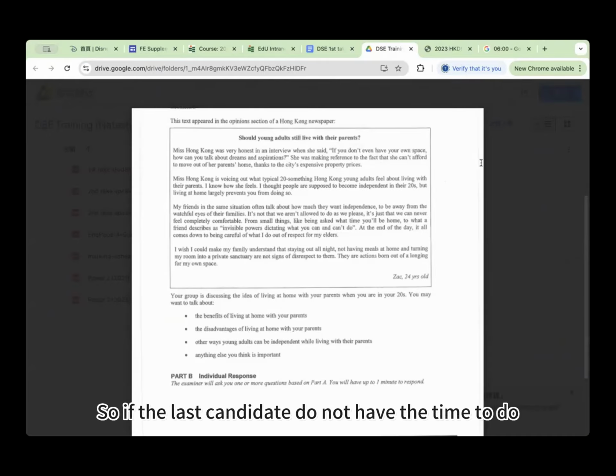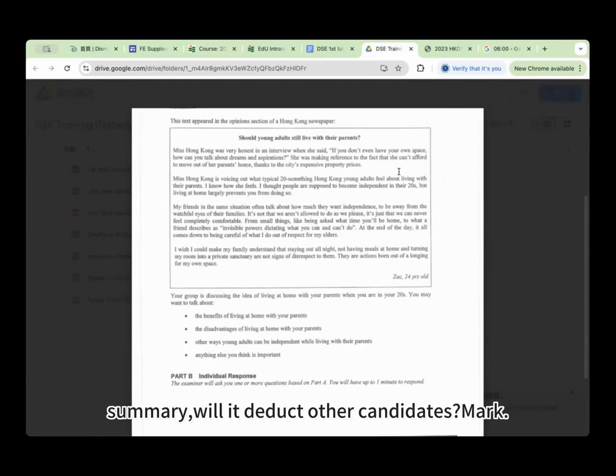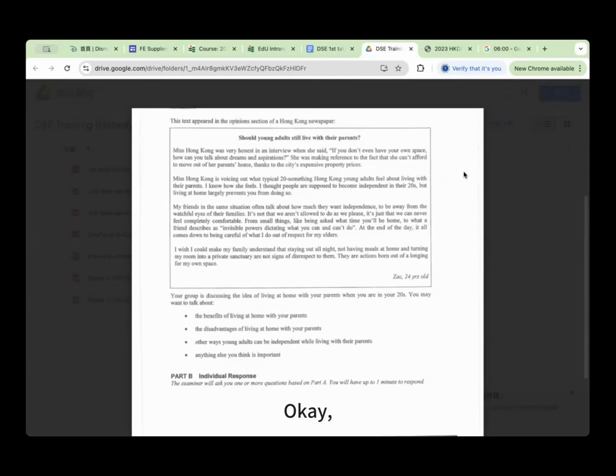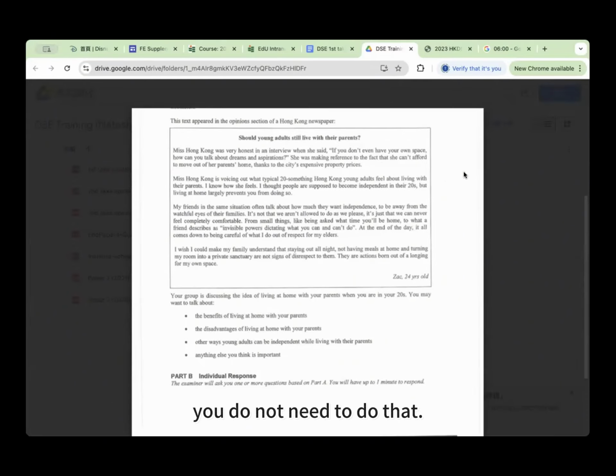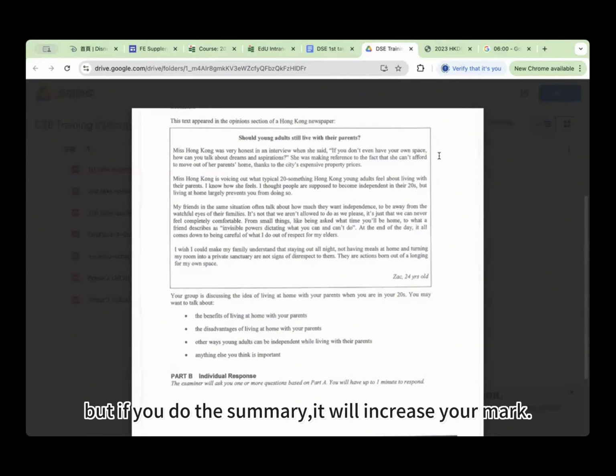Okay, another question. If the last candidate does not have the time to do the summary, will it deduct other candidates' marks? Okay, this summary will not deduct your mark. And also the last candidate, do you mean candidate D? The responsibility to do the summary is not on candidate D, because after the first round of speaking, each of you can speak whenever you want. You do not need to go candidate A, then B, then C. Just in the first round, you need to go one by one. But after that, in the rest of the time, you can speak up at any time. So it will not deduct your mark if you do not do the summary, but if you do the summary, it will increase your mark.